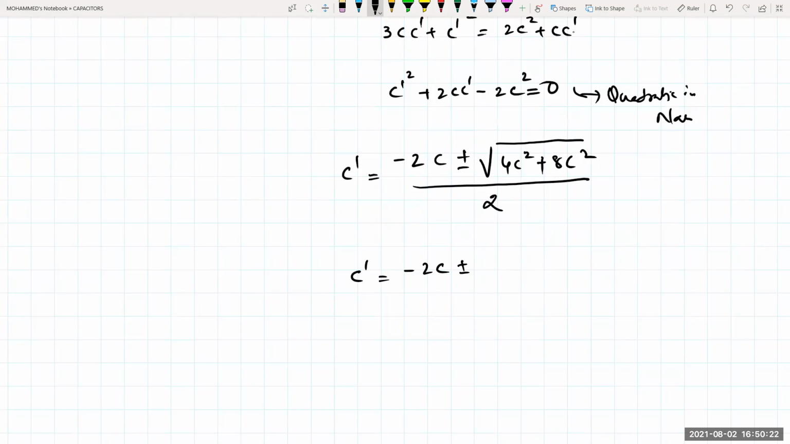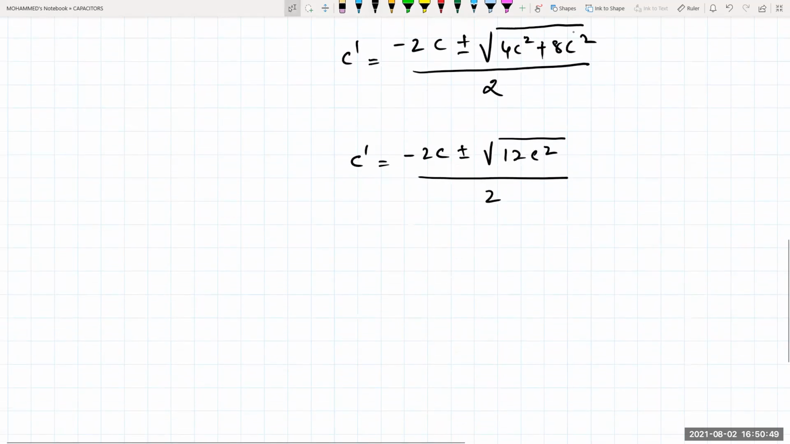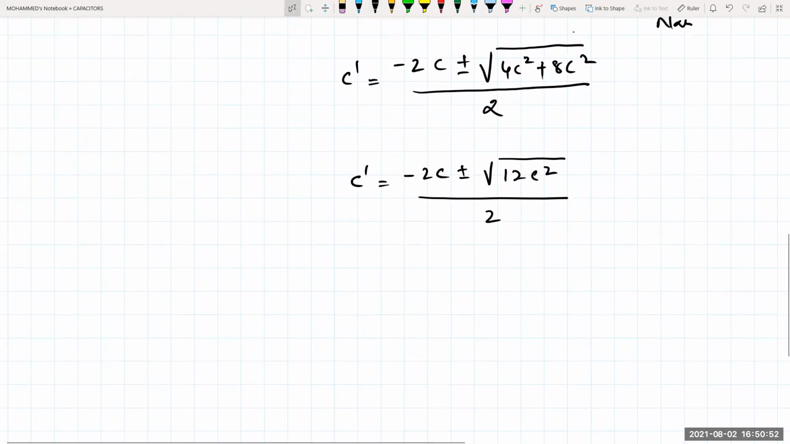16C, we can take it as 12C whole square. So the square and the root we can cancel, right? So under the root, 12C square divided by 2. The square and root we can cancel, how do you write this one? That's what I'm asking you.